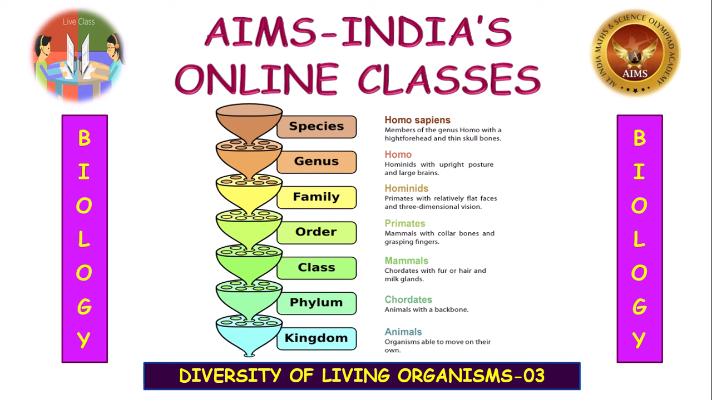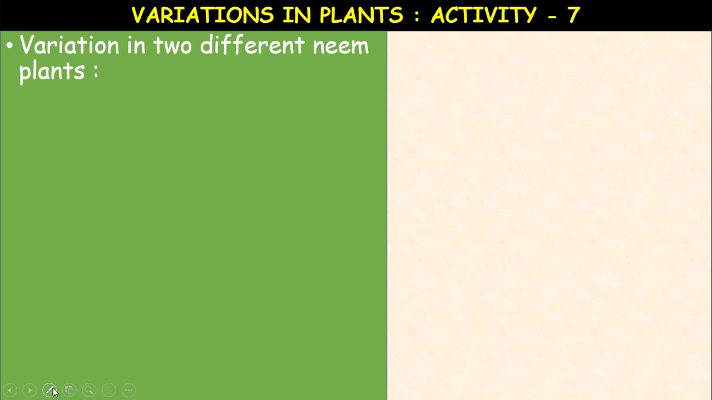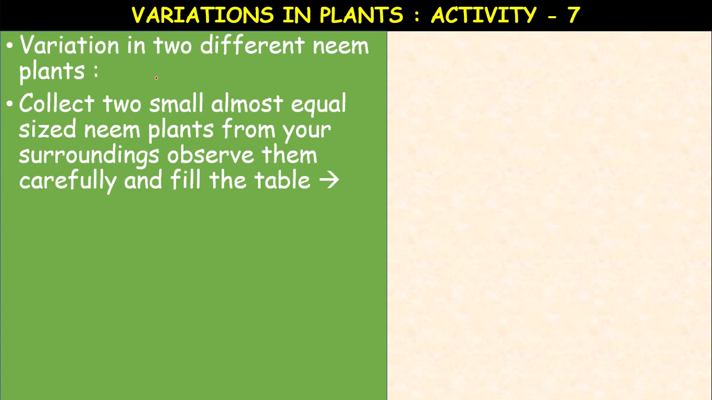Now let us see how we could study the same in plants, variations in plants. Are you ready children? Let us proceed. Variations in plants, activity number 7. The variation in two different neem plants or neem trees. Okay, here you need to collect two small almost equal sized neem plants from your surroundings and observe them carefully and fill the table.